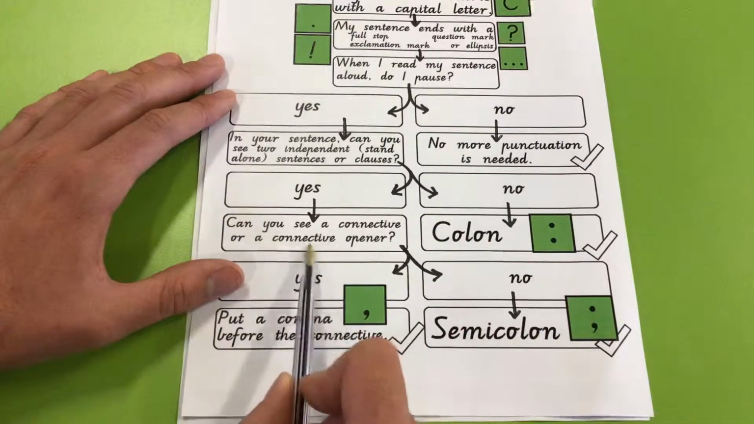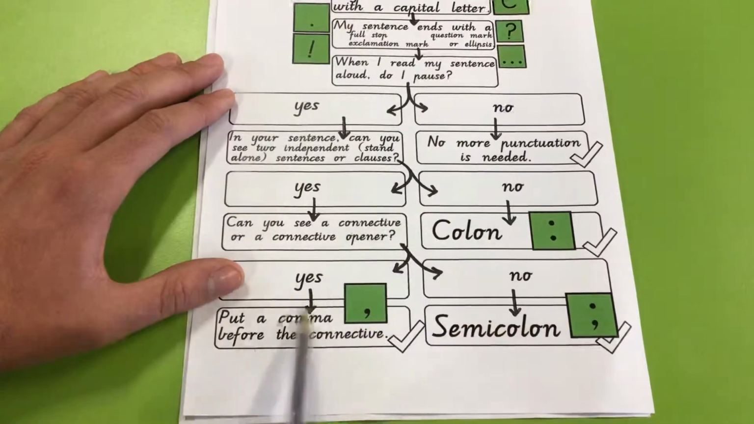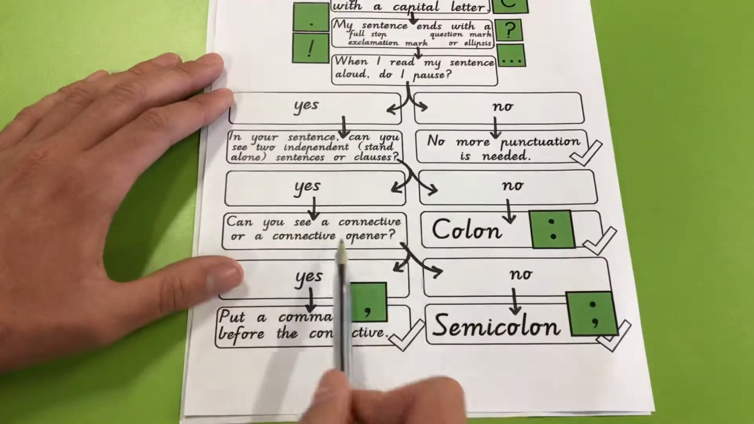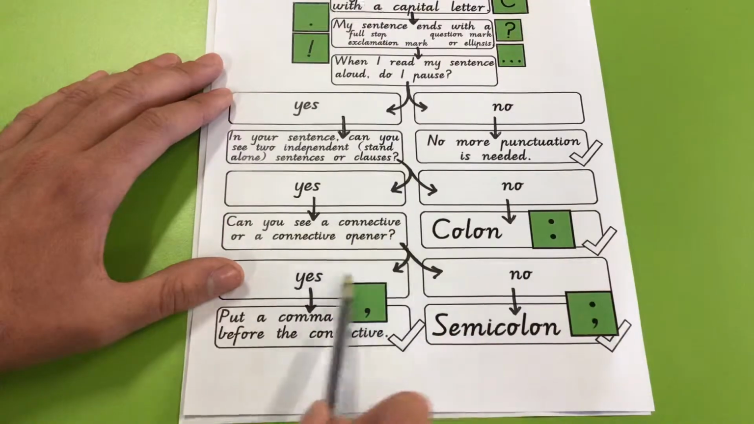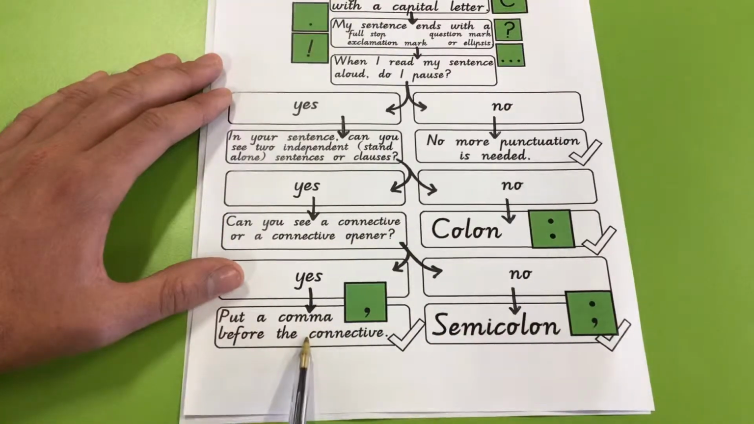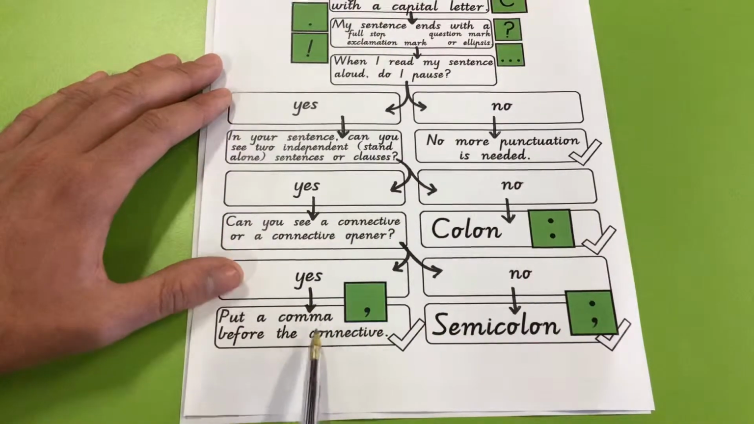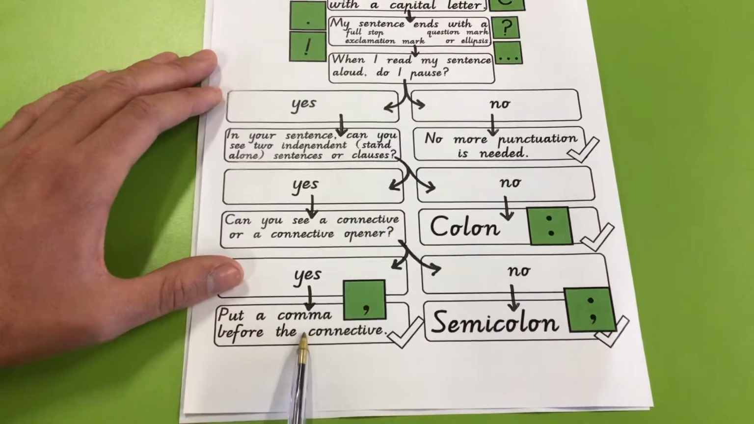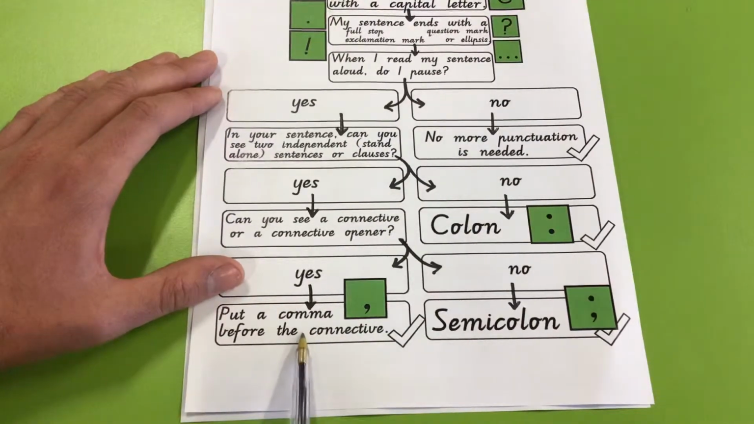If you're reading through the sentence that you're pausing in and you find a connective in there, then you need to put a comma before the connective. Generally, the only exception to that is 'and', depending obviously on how you want your sentence read.